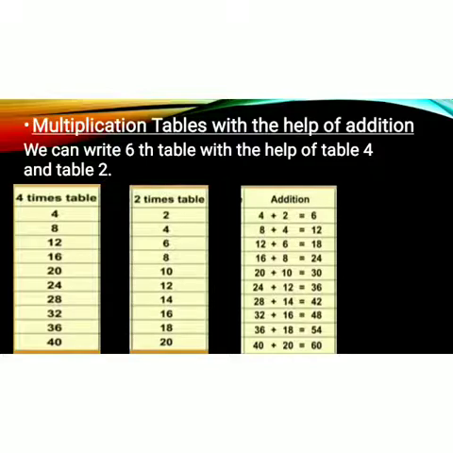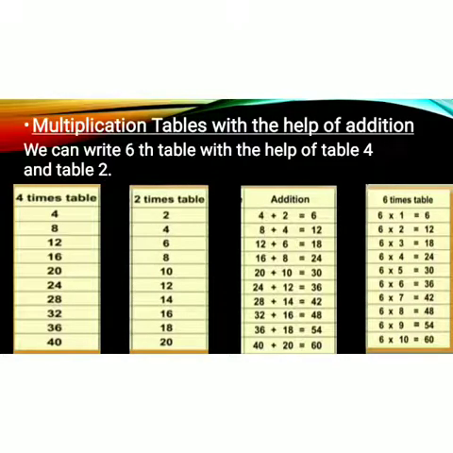You can add the numbers one by one and then we will get the table of 6. 6 ones are 6, 6 twos are 12, 6 threes are 18, 6 fours are 24, 6 fives are 30, 6 sixes are 36, 6 sevens are 42, 6 eights are 48, 6 nines are 54 and 6 tens are 60. This way children you can make the 6 times table with the addition of the table of 4 and the table of 2.